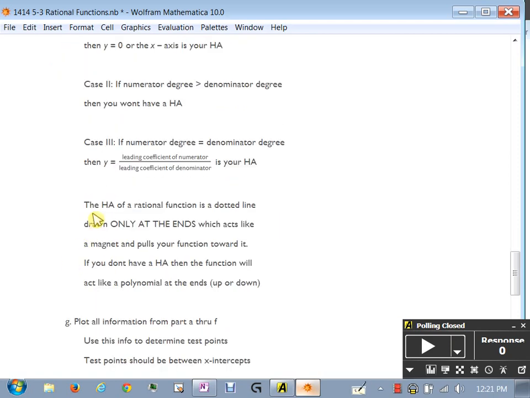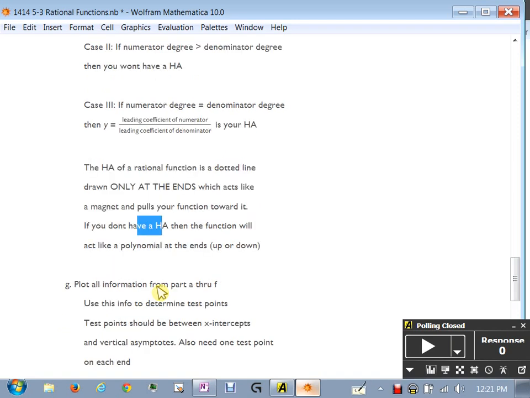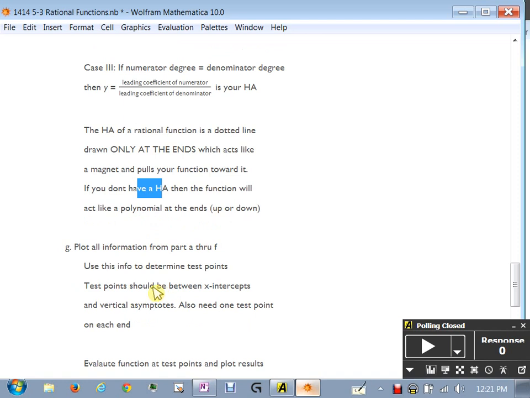All right. Remember, a horizontal asymptote of a rational function is a dotted line that I recommend you only draw at the ends. It acts like a magnet, pulls your function towards it. If you don't have a horizontal one, then your function will act like a polynomial. That means it's going to do this sort of thing at the ends. Okay. You can tell I'm putting you all to sleep.